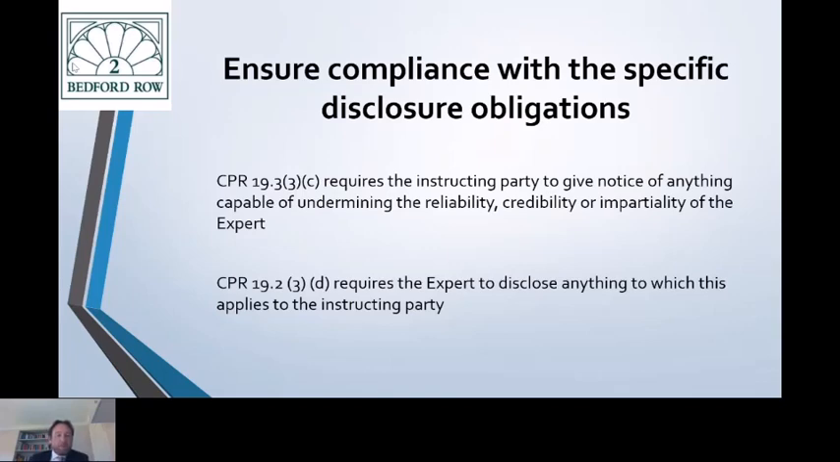Criminal Procedure Rule 19.3, subsection 3c, requires the instructing party to give notice of anything capable of undermining the reliability, credibility, or impartiality of the expert. And Rule 19.2, subsection 3d, requires the expert to disclose anything to which this applies to the party instructing them. Practice Direction 19A.7 gives some assistance with a non-exhaustive list of things which notice should be given pursuant to these rules, and we'll look at some of those now.